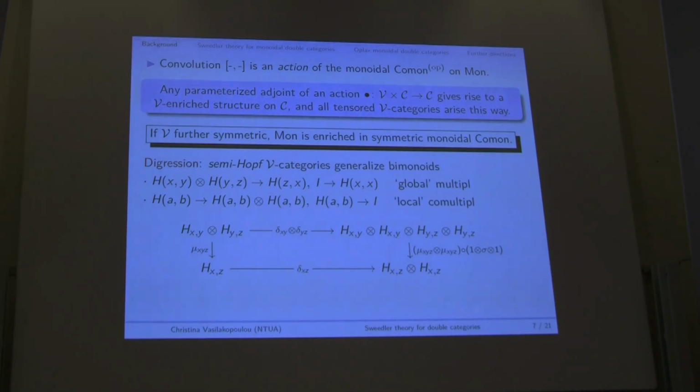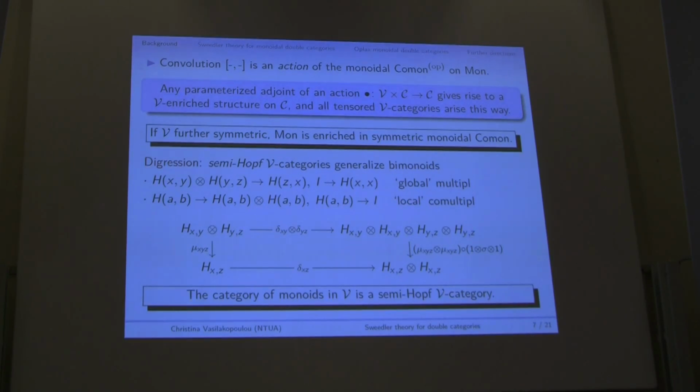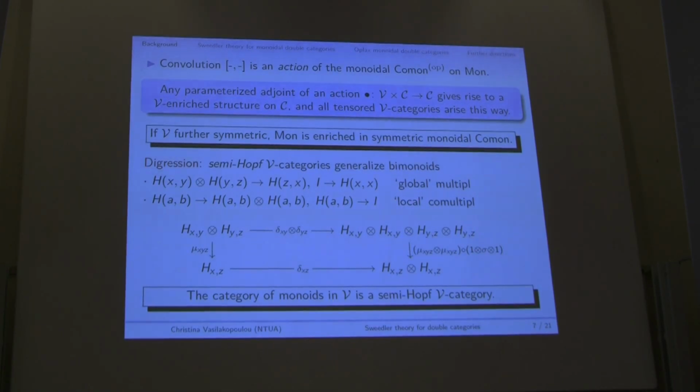And surprisingly or not, doing this completely other different thing of establishing algebras being enriched in coalgebras, we come down with a very natural example of a semi-Hopf category. So we can position algebras as a very meaningful, non-trivial example of a generalization of a bimonoid. Okay? So that was the end of the digression. Now we'll talk about Hopf things.